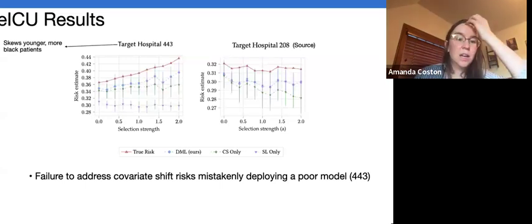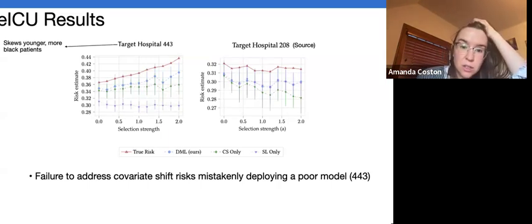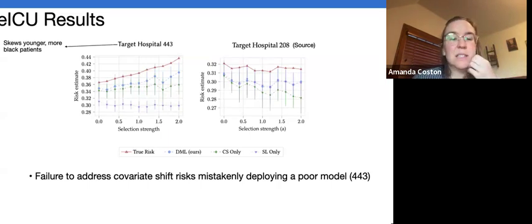So the conclusion here is that failure to address covariate shift can mistakenly lead you to deploy a poor model, right? So if we think about someone making a decision for hospital 443, if they were just using that selective labels model and weren't thinking about covariate shift, they might think that this risk is low enough, around 0.3, for something that they would want to deploy. But in reality, the risk is higher and might be higher than the allowable threshold, which would suggest that they need to go back and work on improving the model for this particular patient population.